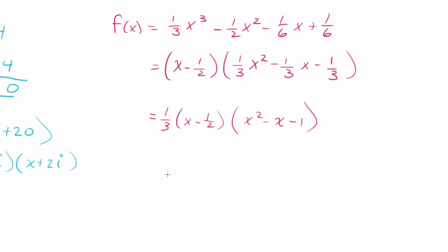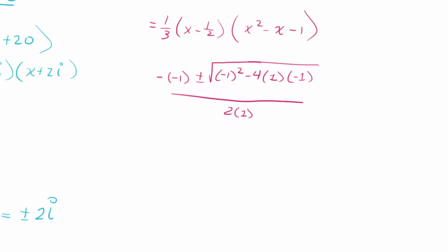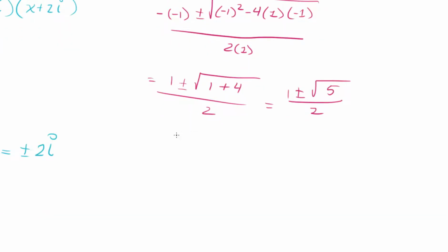Now, let's solve this one. We need the quadratic equation, so negative b, in this case negative 1, plus or minus the square root of negative 1 squared minus 4ac over 2 times 1. So this becomes 1 plus or minus square root of 1 plus 4 over 2, which is 1 plus or minus square root of 5 over 2. That means that you either have 1 plus radical 5 over 2 or 1 minus radical 5 over 2.